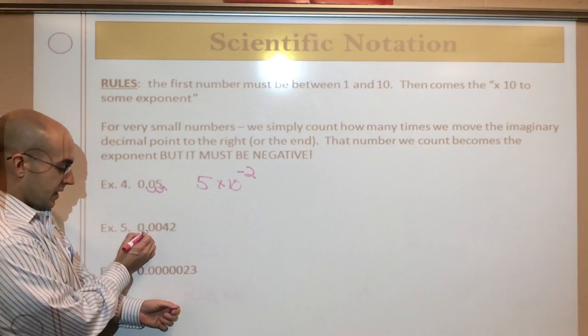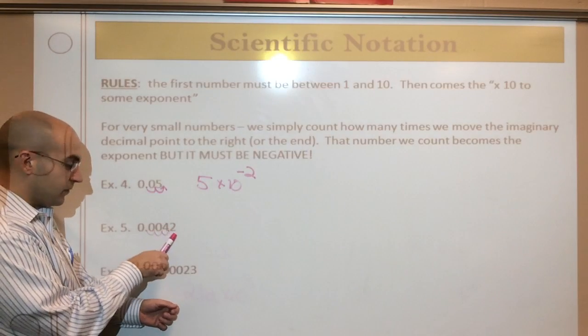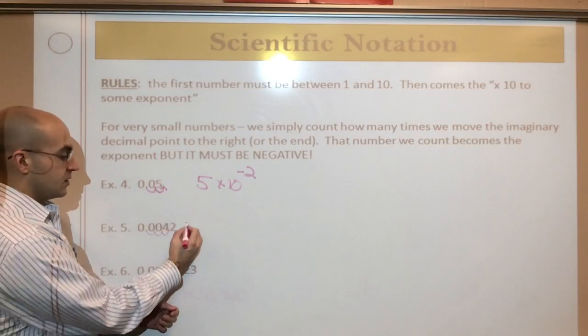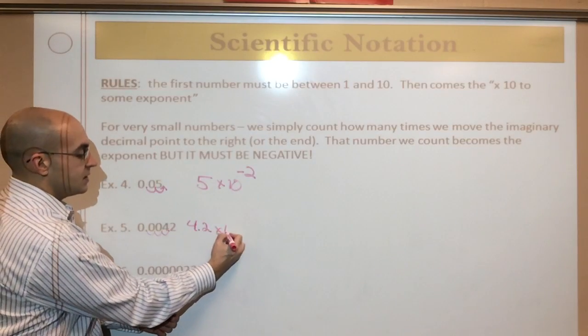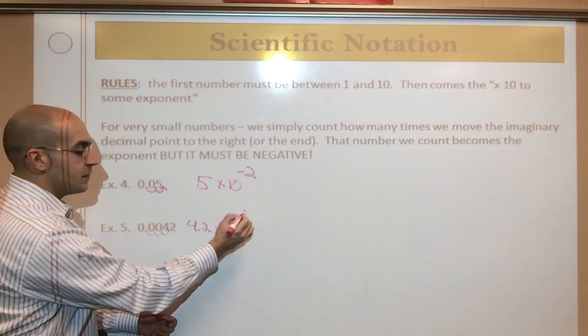This one here, the decimal's here. 1, 2, 3. I can't move it 4 because then it's 42, and 42 is clearly greater than 10. So this is going to be 4.2 times 10, remember, to the negative, and we did 1, 2, 3, negative 3rd power.